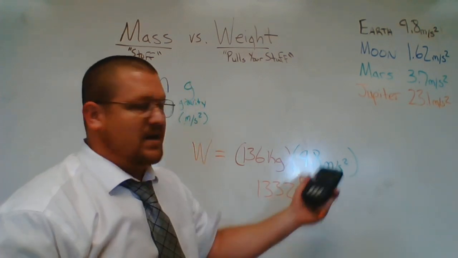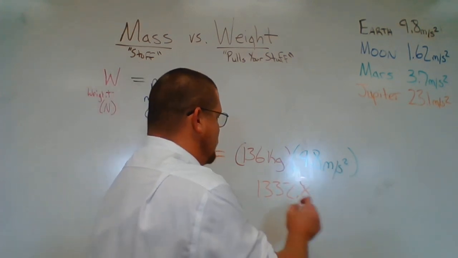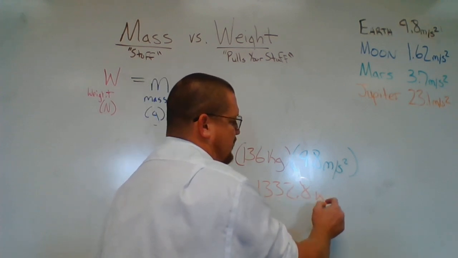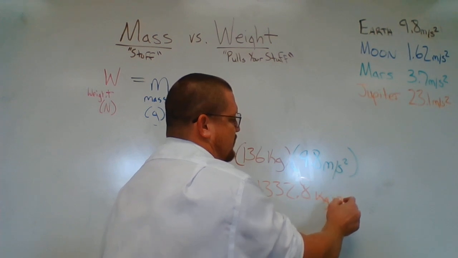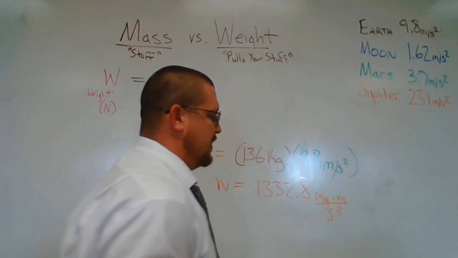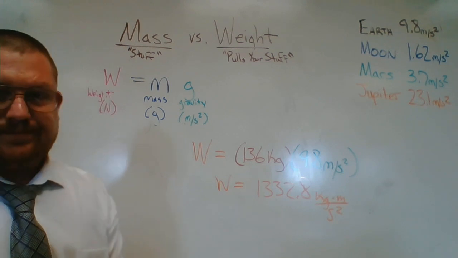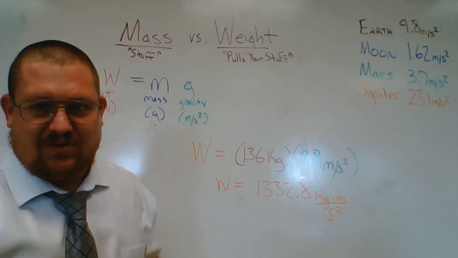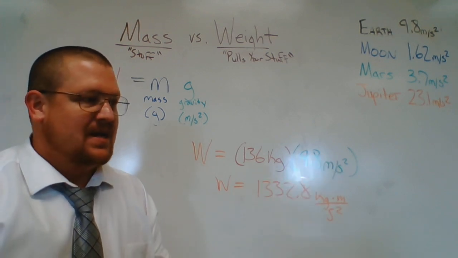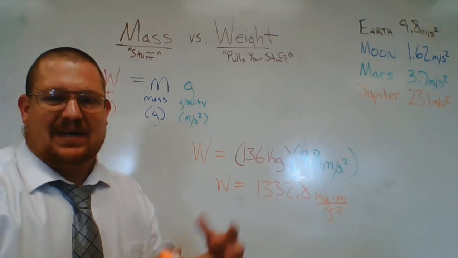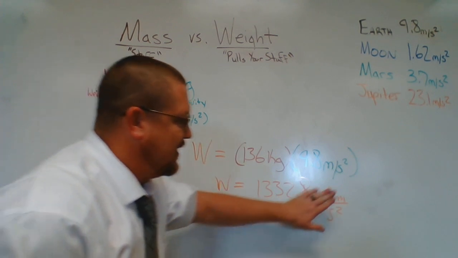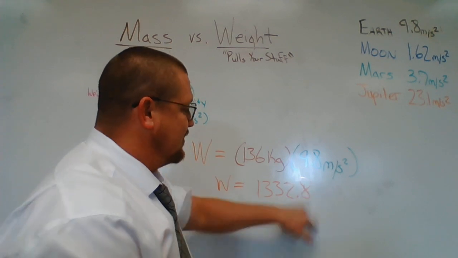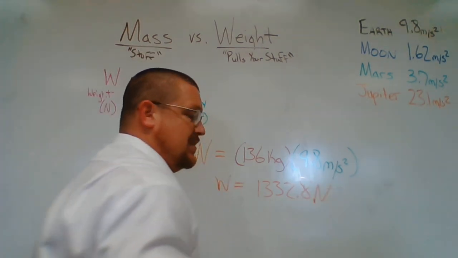Now, none of our units cancel. Our units are, so we got weight equals 1,332.8 kilograms meters per second squared. I thought you said that the unit was going to be newtons. Well, this is a newton. 1 kilogram meter per second squared, we abbreviate or summarize it as a newton, for any force. So we can replace kilogram meter per second squared, which technically is correct if you leave it like this, with the newtons.